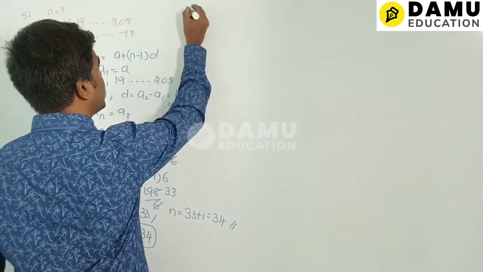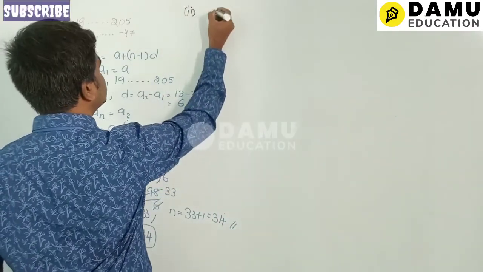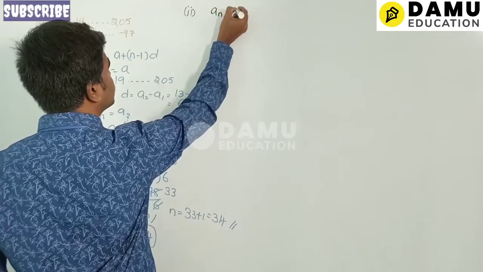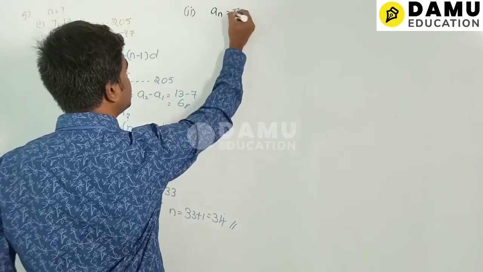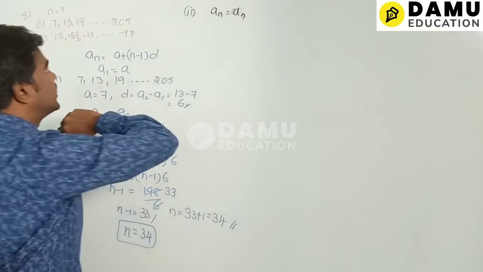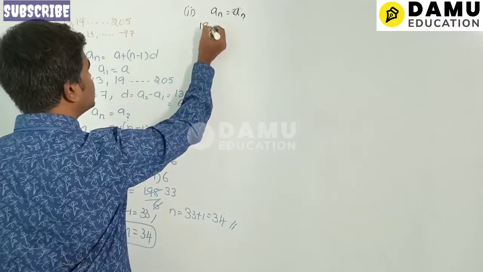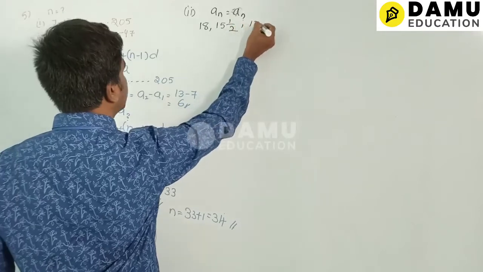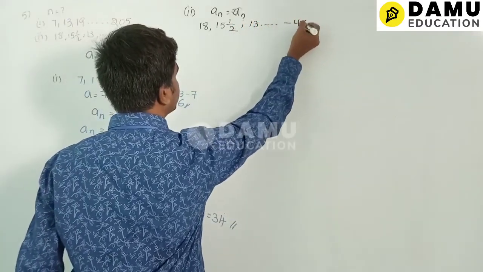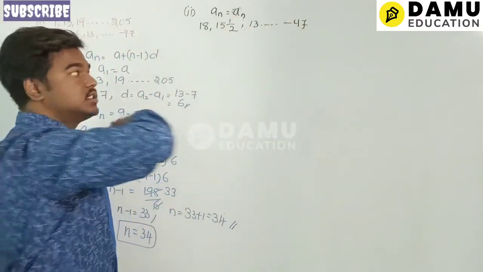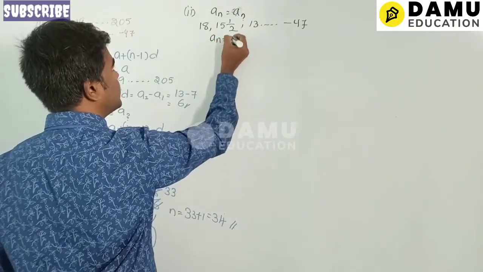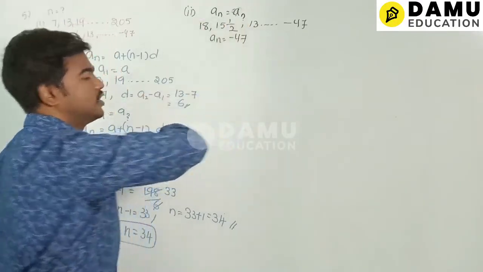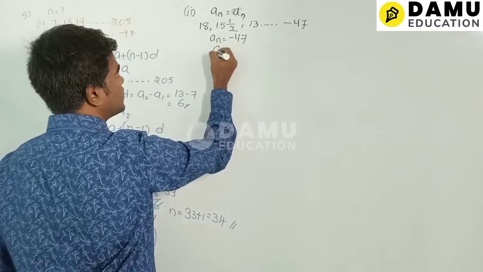Then what is the second one? The second one is the same as here. An, we have to find it. So what is the given series? 18, 15 1 by 2, 13 and so on up to minus 47. So what is the last term? The nth term An will be equal to minus 47. Here a is equal to 18.